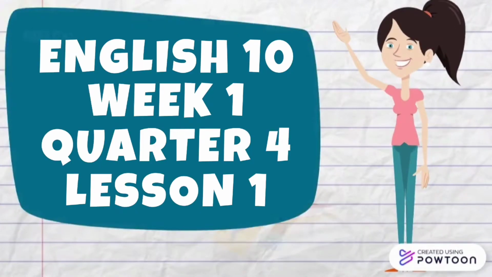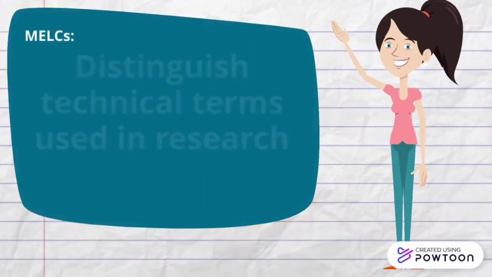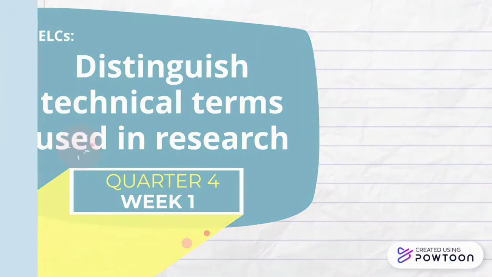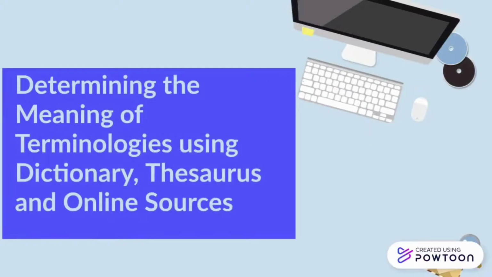English 10 Week 1 Quarter 4 Lesson 1 Most Essential Learning Competency: Distinguish technical terms used in research. Our lesson for today is entitled Determining the Meaning of Terminologies Using Dictionary, Thesaurus, and Online Sources.